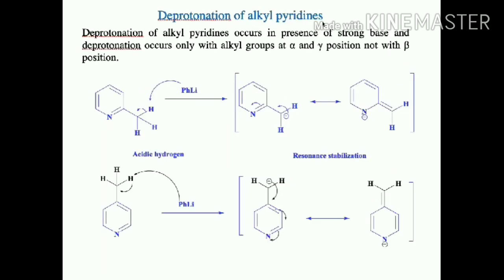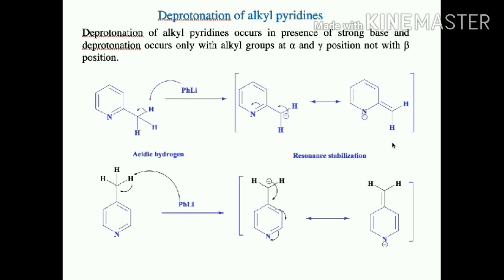Next is deprotonation of alkyl pyridines. Deprotonation of alkyl pyridine occurs in the presence of a strong base, and deprotonation occurs only with alkyl groups at alpha and gamma position, not with beta position. The reason why deprotonation occurs at alpha and gamma substituted alkyl pyridines is resonance stabilization. Whatever anion is formed by deprotonation or abstraction of hydrogen is resonance stabilized.